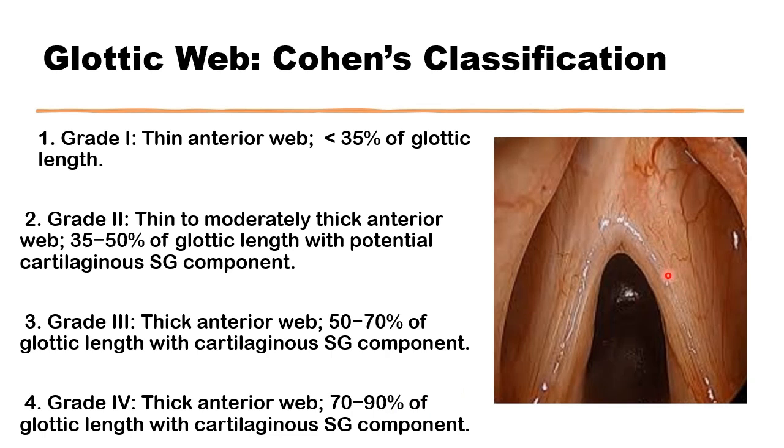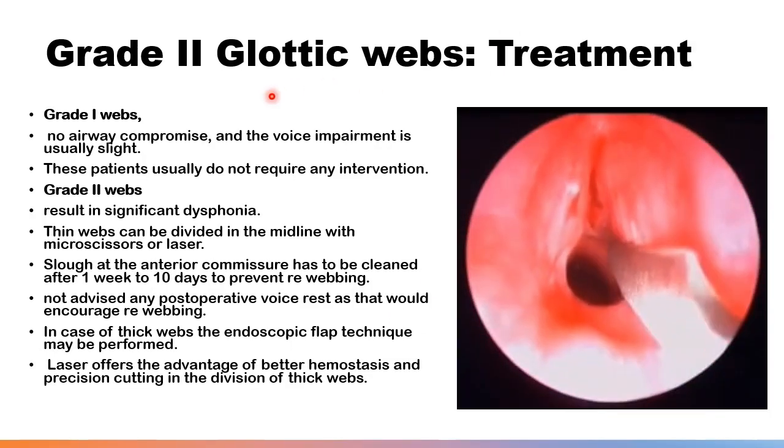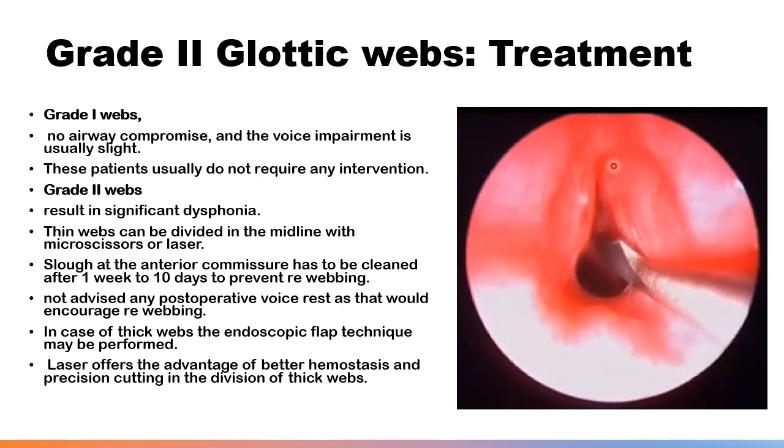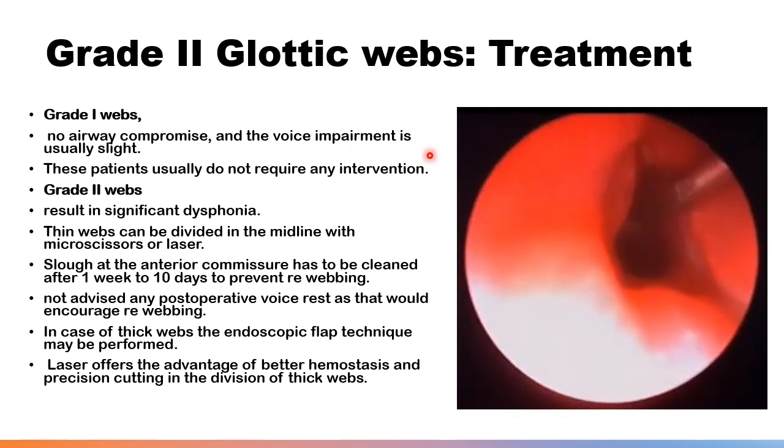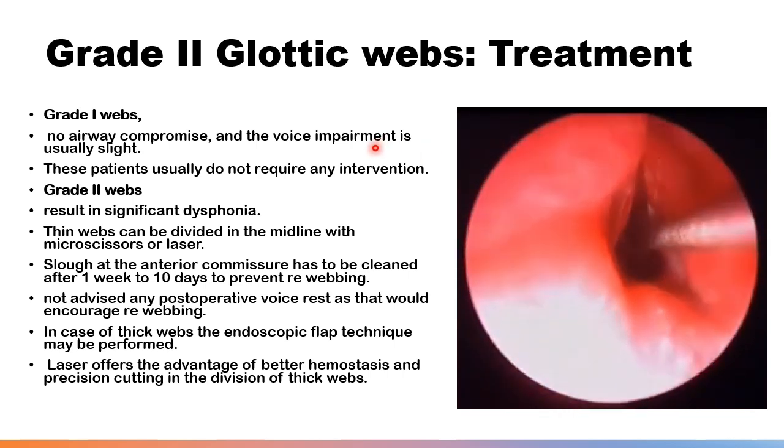The length of the web is also proportional to the thickness, so the higher the grade, the thicker the web, and the more chance it would have a cartilaginous component as well. With grade 1, less than 1/3 of the vocal fold will be involved by the webbing. The symptoms are usually mild and no treatment may be required.